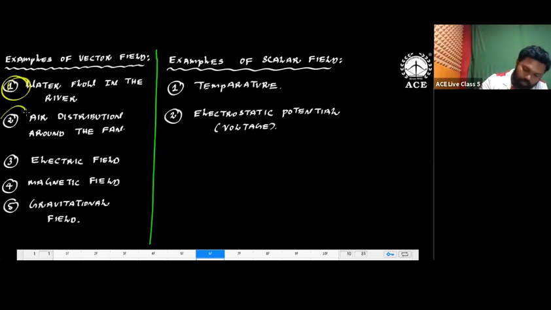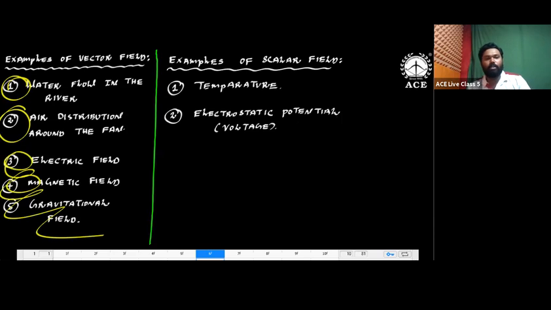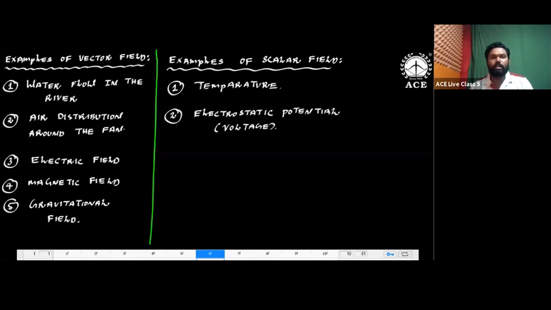I've intentionally, purposefully, given these two examples. Water flow in the river, air distribution around the fan. We haven't discussed electric field. Now, what is the nature of them? That we're going to discuss later. Anyhow, you have some basic idea about water flow in the river. In general, it is a straightforward field. Yes or not? This happens like this. What is the air distribution around the fan? Circulating.